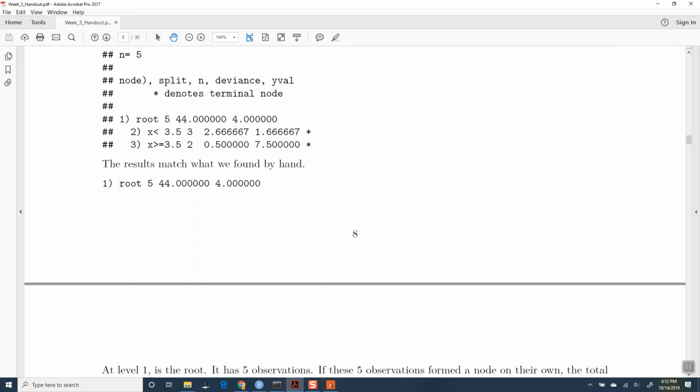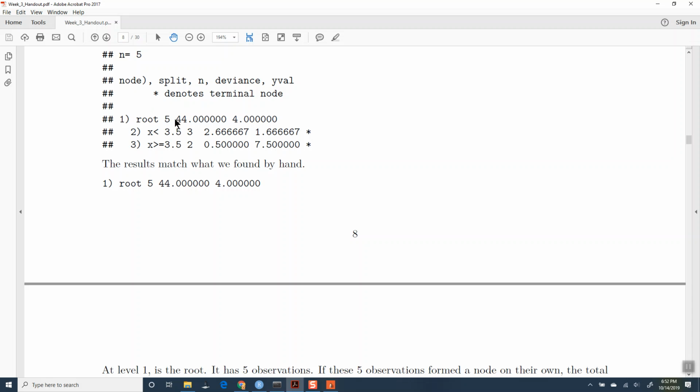It's a little bit hard to read here, but it says the node number is 1. The split happens here. The number of observations is n. The deviance is this number, and then you've got y val. And if it's a star, it's a terminal node. So here we start, there's no split. The first node is the root, there's no split there.